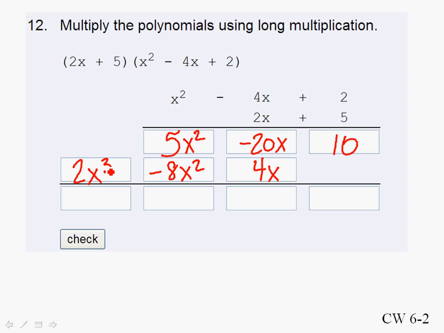So I'm going to now go down the columns and add. So I've got 2x cubed, I've got 5x squared and negative 8x squared will leave me with negative 3x squared. I'm going to add negative 20x and 4x to give me negative 16x, and 10 is the only constant. Okay, so my final answer is 2x cubed minus 3x squared minus 16x plus 10.